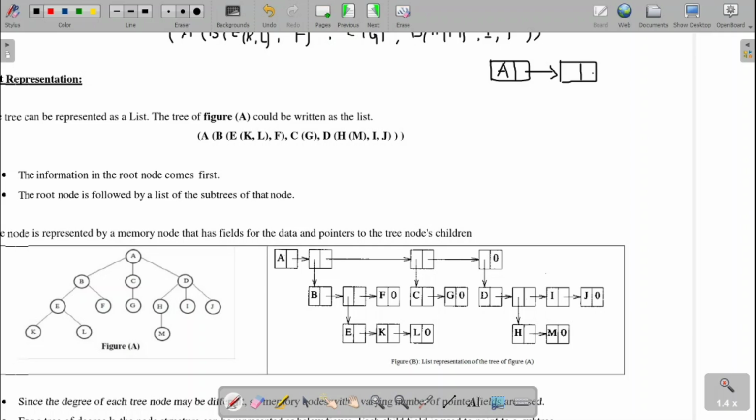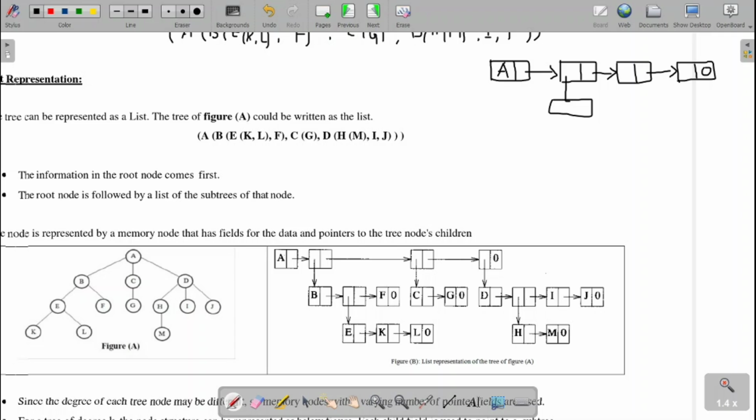Node number 1 for the first child, node number 2 for the second child, and node number 3 for the third child. Now for the last child, the link of the last child, I will make it 0, that is a null value. Fine. Now I will go with the first child. The first child of A is our B.